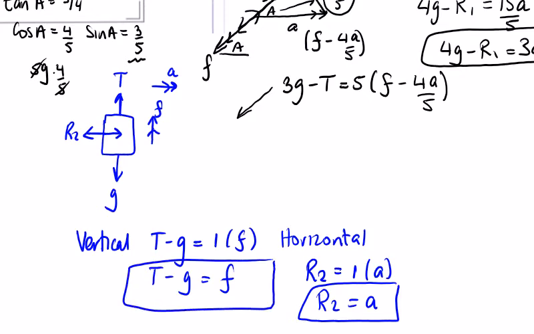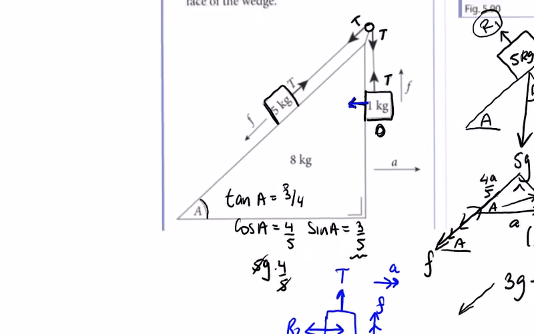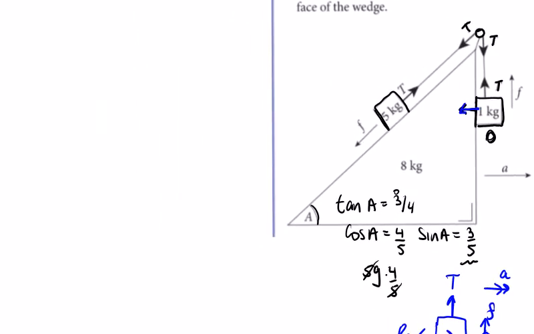And then the last equation is the wedge. So we look at the wedge. I don't think we've seen what comes into play here with the strings at the top of the wedge. So let's just look at the wedge here and the forces that are going on first. So I have this string going down this way, T, and string going down this way, T.